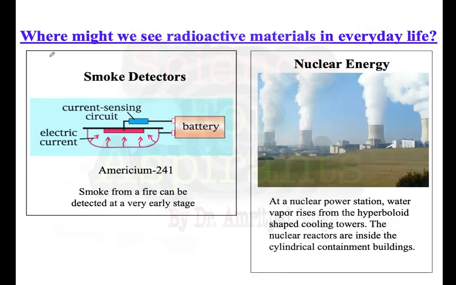And in everyday life, you will see how radioactive materials are being converted into daughter nuclei. The famous example of a radioactive material is the smoke detector. You have seen these in all houses, and they are quite famous in Western countries. Smoke from a fire can be detected at a very early stage.